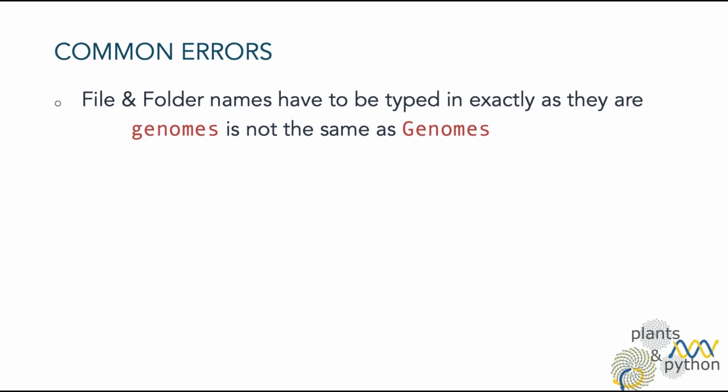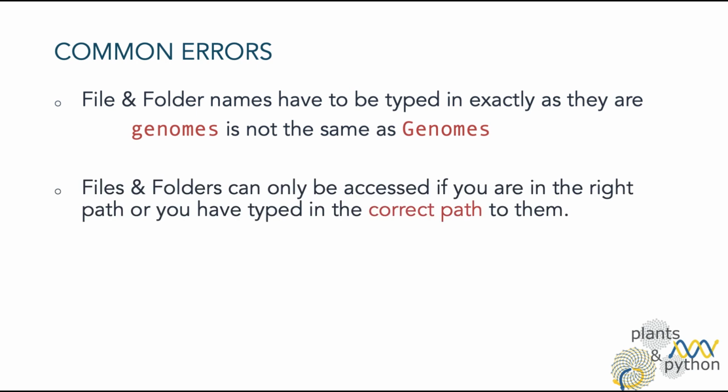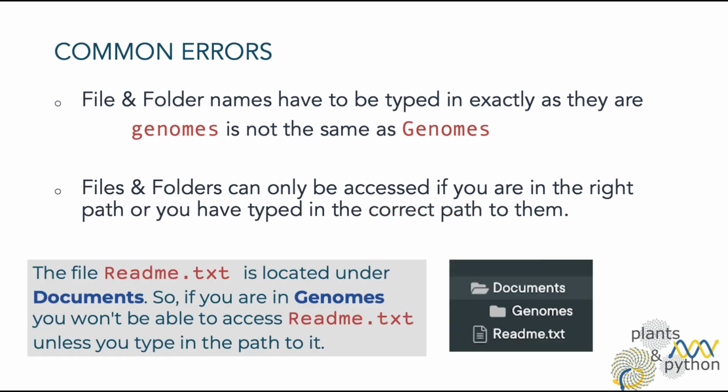These are the most common errors when one is learning to use the command line. The first one is the misspelling of files and folder names, especially if they have long names. The shell is case sensitive, so file names have to be typed in exactly as they are. The second common mistake is trying to access a file or folder from the wrong location. They can only be accessed if you are in the right path or if you have typed in the correct path to them. For example, the file readme.txt is located under Documents. So if you are in Genomes, you won't be able to access readme.txt unless you type in the path to it.